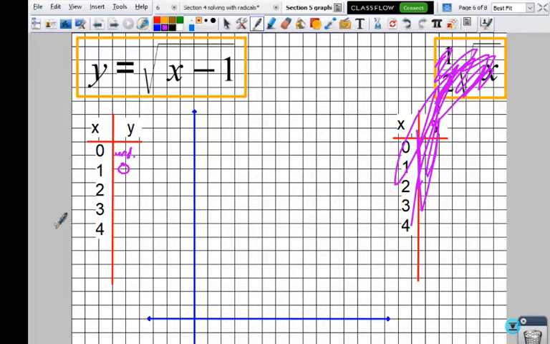Make sure it's under the square root. I think you accidentally did square root of x and then minus 1 on the outside. Your minus 1 should be inside of it.